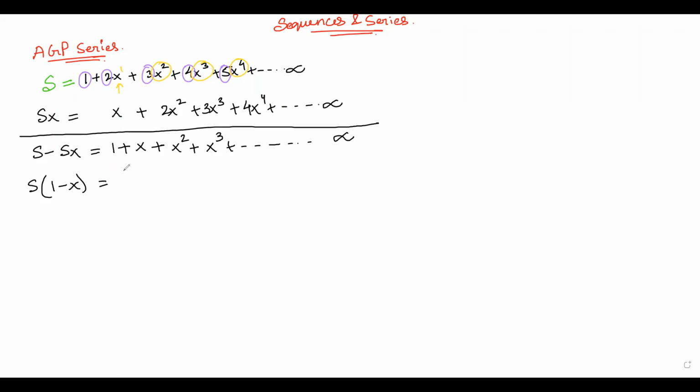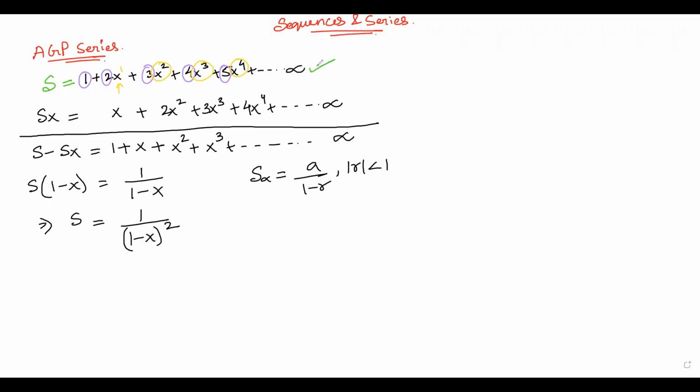And the right hand side is now an infinite GP series where 1 is the first term and x is the common ratio. And we know for an infinite GP series, if the common ratio is less than 1, in that case, the sum of the infinite GP series is given by a upon 1 minus r, where a is the first term and r is the common ratio. So if we apply this formula, in that case, this infinite GP series can be written as 1 upon 1 minus x. So this sum S can be written as 1 upon 1 minus x whole square.